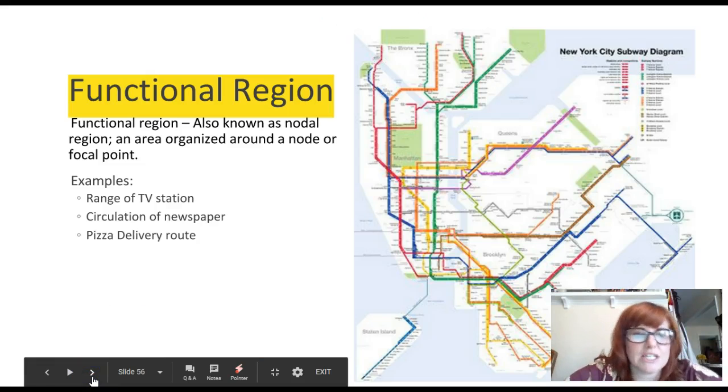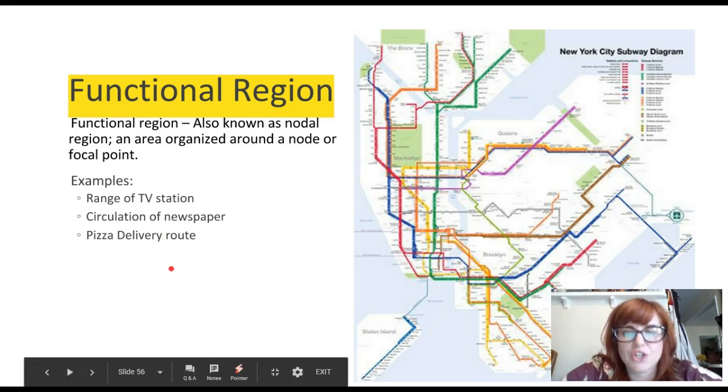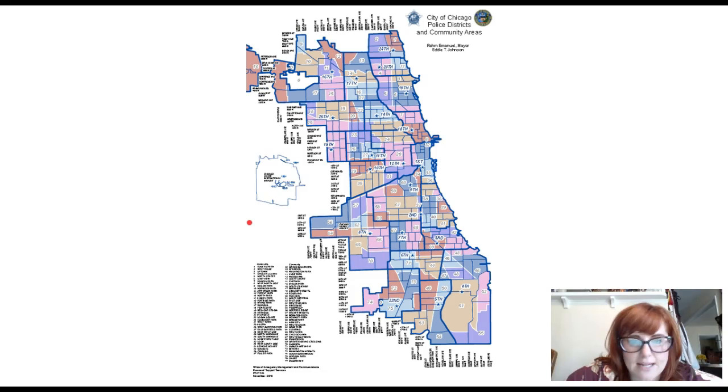Okay, a functional region is different. A functional region is sometimes called a nodal region, so you should know both of those terms. It's the same thing, functional or nodal. So think of it this way, like a TV station range is a good example of a functional region. They all are revolving around something. They're all kind of interconnected by something. So like right here, I have the New York City subway diagram, okay? Every location within this map is part of a functional region because they're all connected to the subway system, right?